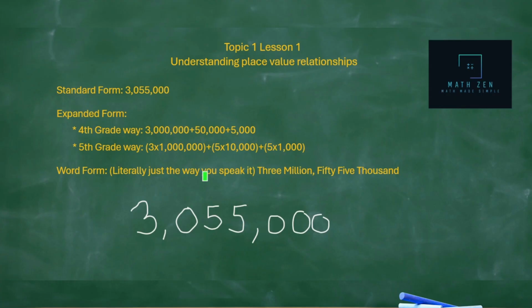And then again, like I said earlier, all you do for word form is simply say the number out loud and write those words down. So it's 3,055,000. Now on the next slide, we're going to apply some of these skills to some questions that you might actually see during the lesson.